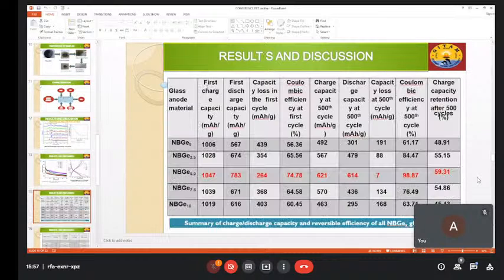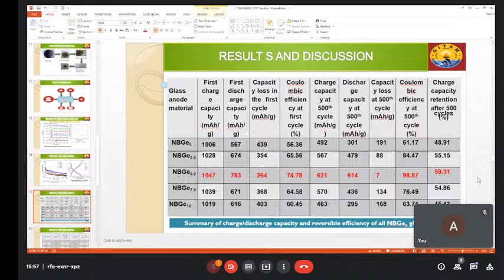First of all, we take the first charge and first discharge capacitance values for all the samples. From the difference between these two, we calculate the capacitance loss. Then, using the capacitance loss and charge capacity, we calculate the Coulombic efficiency for all the samples. Here I noticed that the fifth sample has the highest Coulombic efficiency.